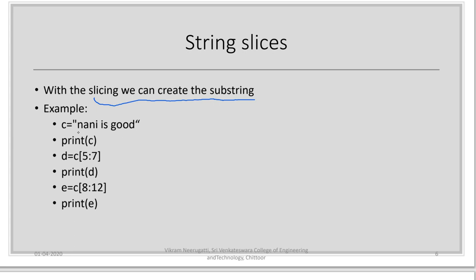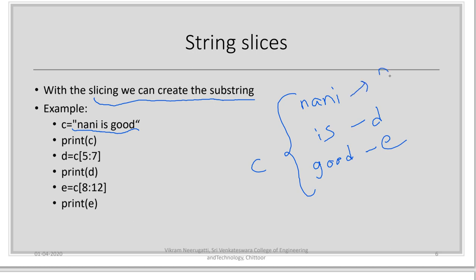For example, here the string is "Nani is good." I want to make a substring as "Nani." I can do it with the help of slicing. And "is", yes. "Good", yes. So actually this whole thing is in C, but I am breaking these things into three pieces. One piece may be in D, another piece may be in E, some other piece may be in F. This is a slicing operator, dividing the whole string into pieces of the string. A substring of the string is obtained with a slicing operator.